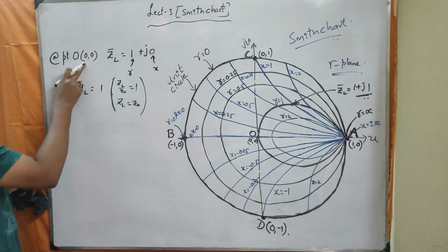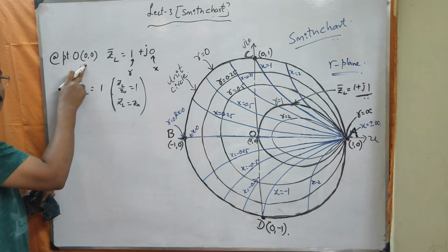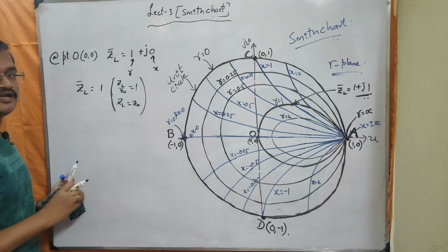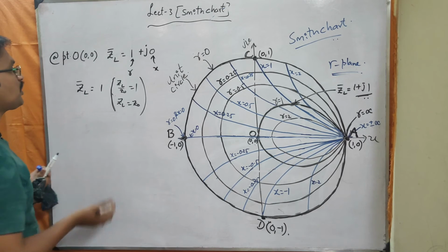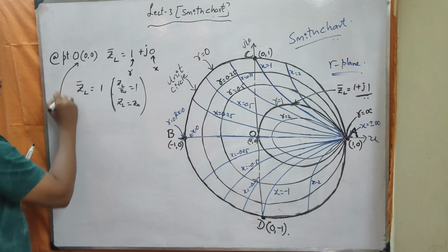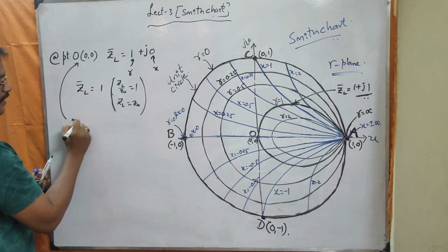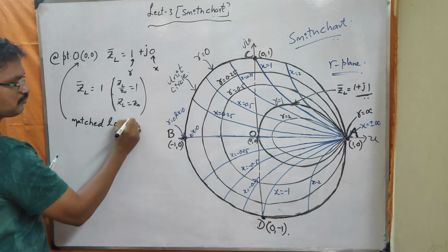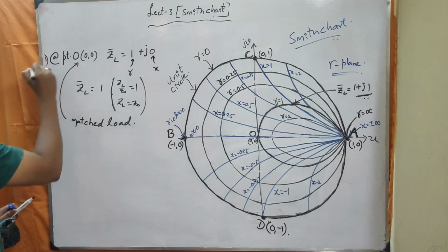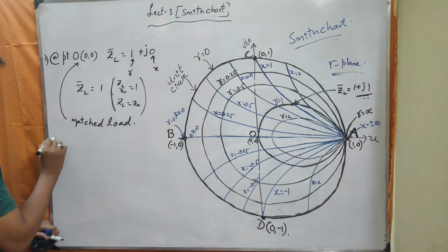That means this point will represent what here? This point will represent matched load. ZL equal to Z0 means we call that as what? Matched load. Yes or no? Okay. So this point O represents matched load. Okay. So this is first point. Now we will see second point here.